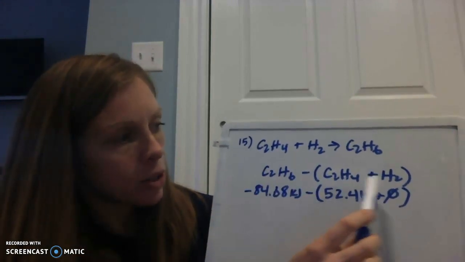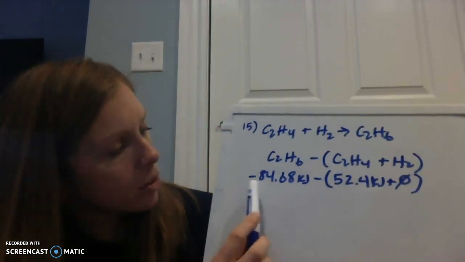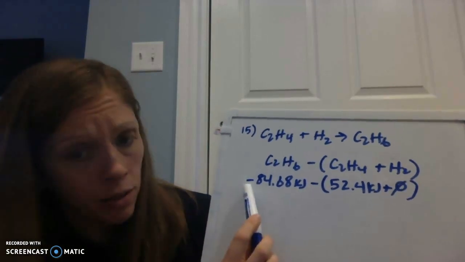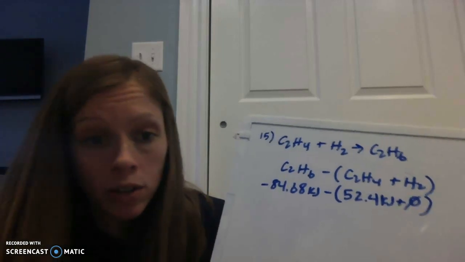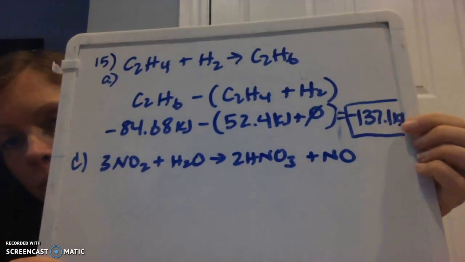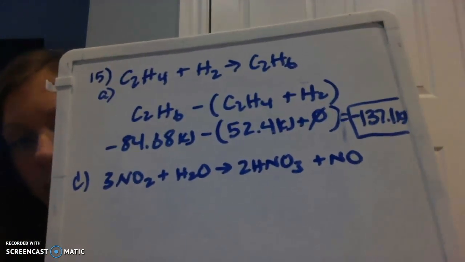The reactants are C2H4 and H2. H2 is elemental, so it's 0. You look up the other values. So this one is negative 84.68. And then this one's 52.4. You just subtract them and you get your answer. All right, so there's the answer over here, 137.1-ish kilojoules. So I skipped B because it's the same as A.